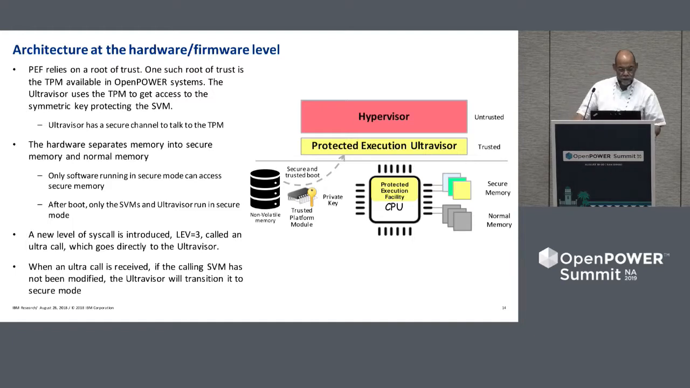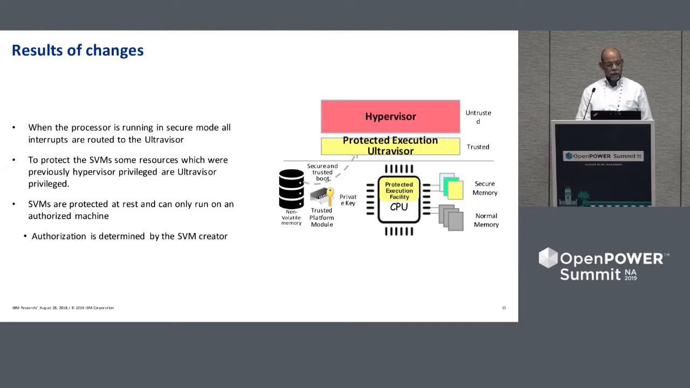I've told you all this. If the secure virtual machine passes the checks, then the ultravisor passes control to it with MSR sub s equals 1, and it starts running secure. So one of the changes is that when the processor is running with that bit set to 1, it's saying that the thing running is secure, all interrupts go directly to the ultravisor, not to the hypervisor.